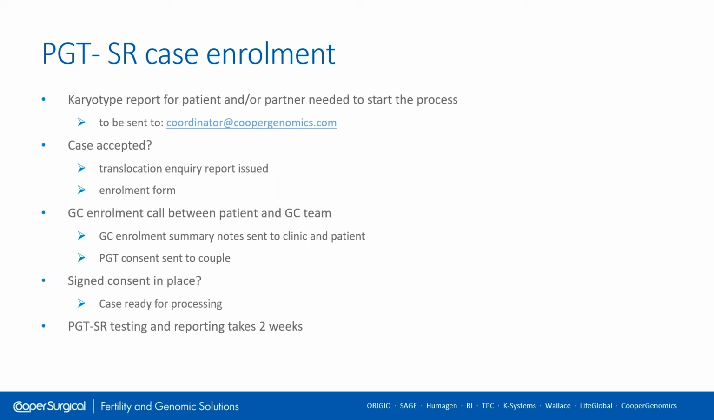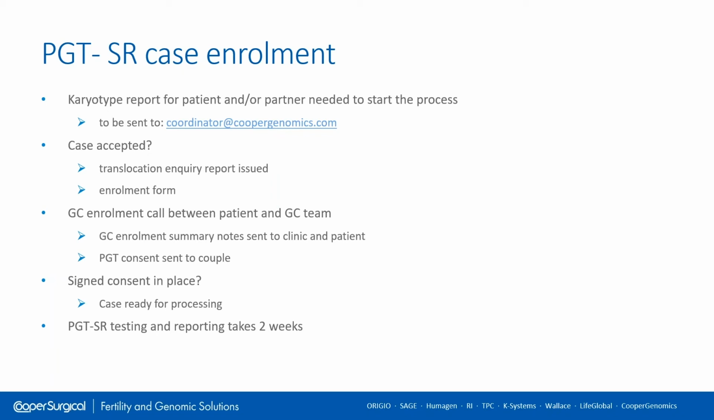If the case has been accepted and you received from us the translocation inquiry report, then the next step is that our coordinator will ask you to fill in an enrollment form. This is because we want to set up a GC enrollment call between our GC team and your patients. After the call, our GC would send short summary notes from the discussion with the patient, and we will be sending those to the clinic and to the patient.